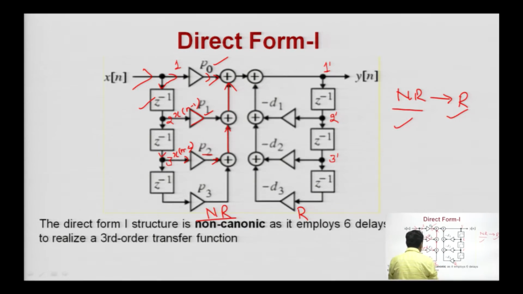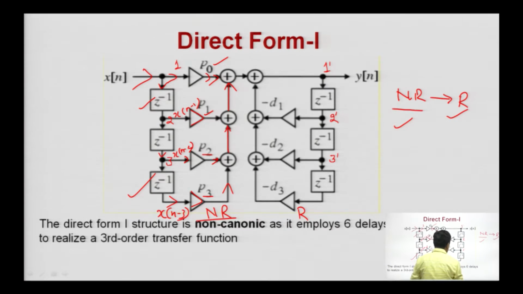Similarly, you delay your input signal again, then you will get x of n minus 3. Now, this signal delayed by 3 samples, with the P3 coefficient, will be added through this adder. In this way, this first form shows the non-recursive structure, because you are taking the present value of the input signal and the past values of the input signal.